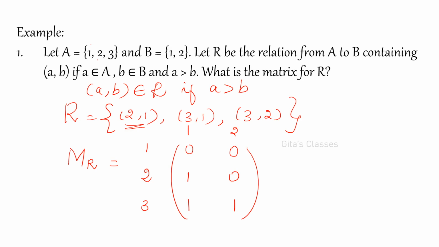The matrix representation of our given relation, defined as {(2, 1), (3, 1), (3, 2)}, is MR, the matrix representation for the relation R. This is the matrix: 0, 0, 1, 0, 1, 1. Okay. Let us see the next question.